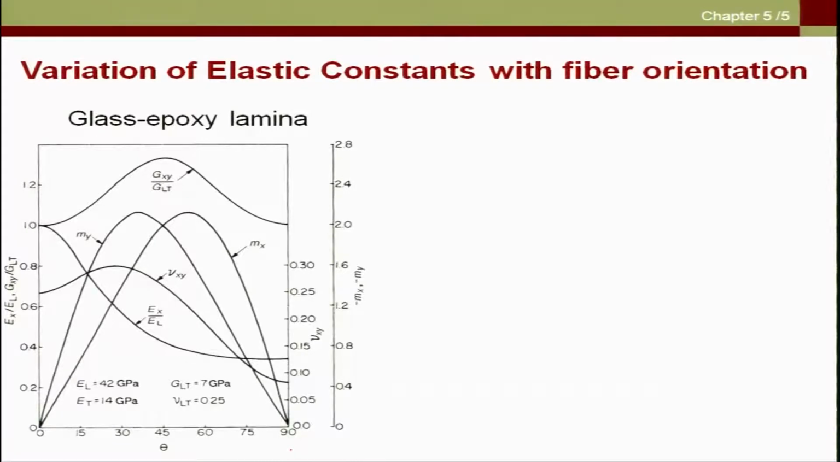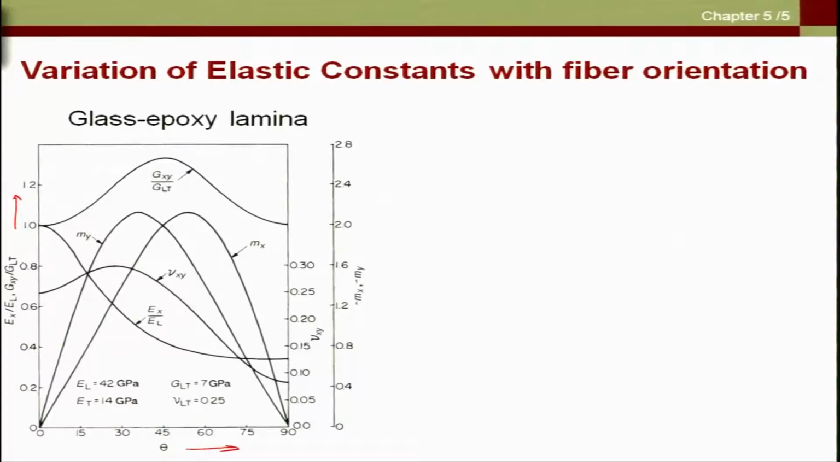So, first we will look at just this figure, and there are several lines on this. So, it is important to understand what has been plotted. On the x axis, what we are seeing is the variation of theta. So, theta is increasing from 0 to 90 degrees. Okay. And then on the y axis, I have three parallel axes. So, this axis provides us the scale for Ex normalized with respect to El and Gxy normalized with respect to GLT.